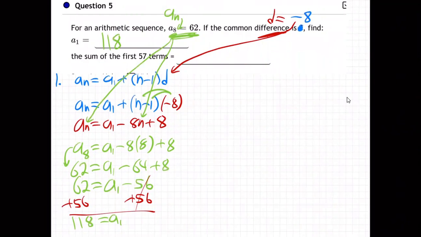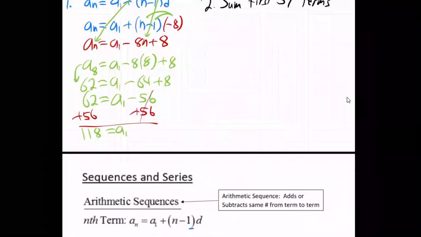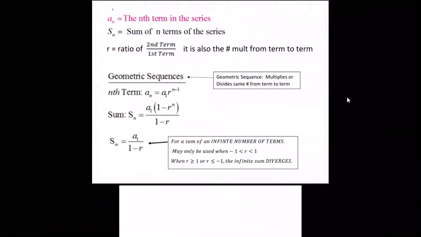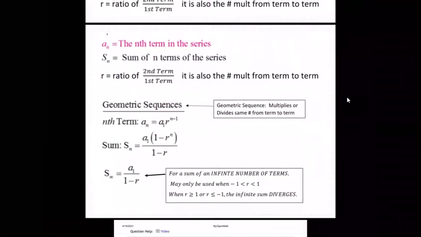Now question 2 is find the sum of the first 57 terms. Ooh. All right, let's do it. Step 2, the sum of the first 57 terms. How do we do that? Well, for that, we're going to have to go to the sum formula. So coming on down here. Here is the S sub n formula right here.